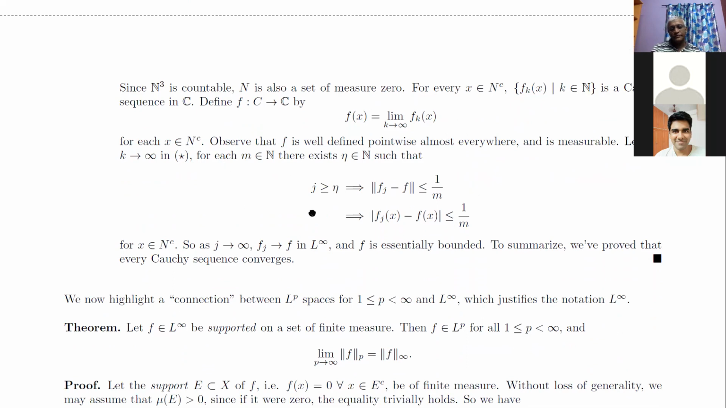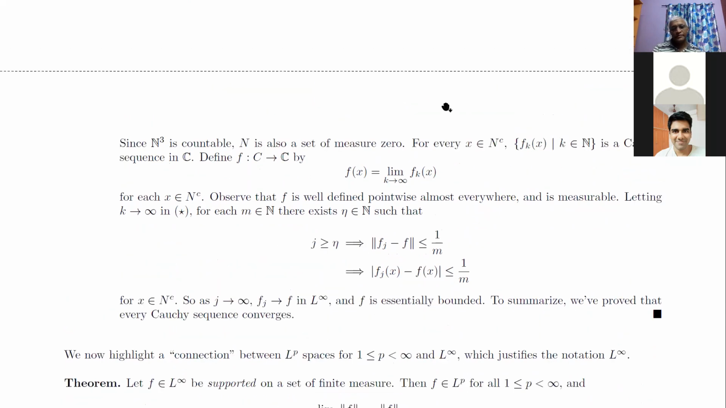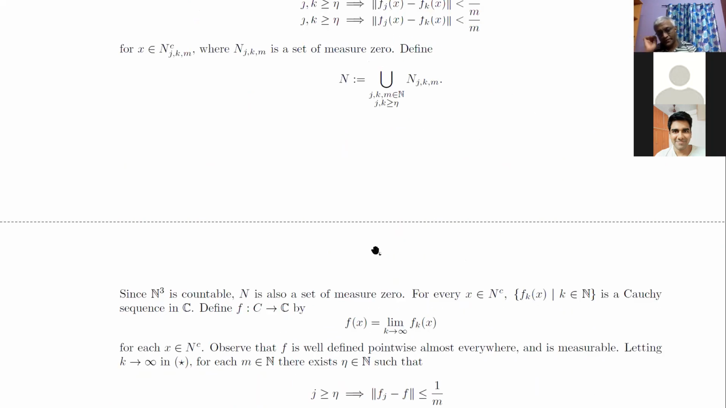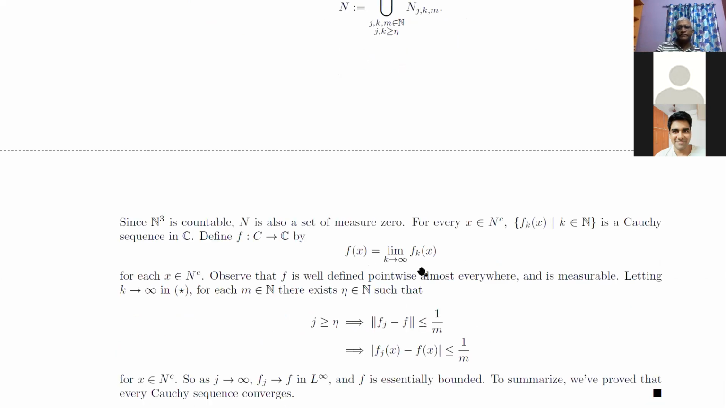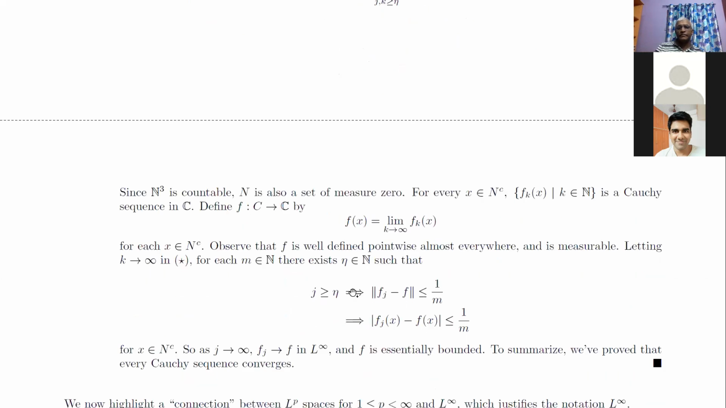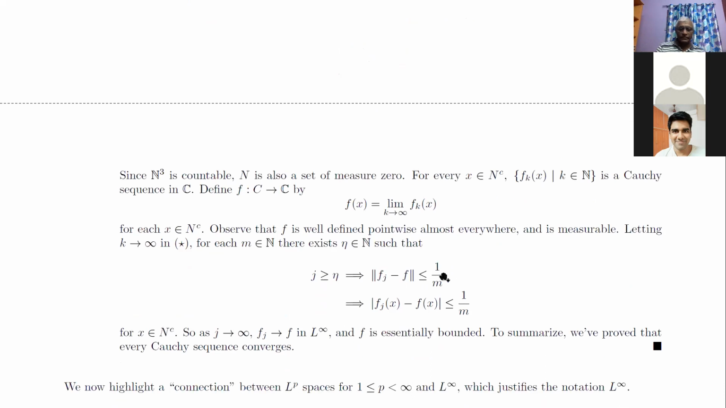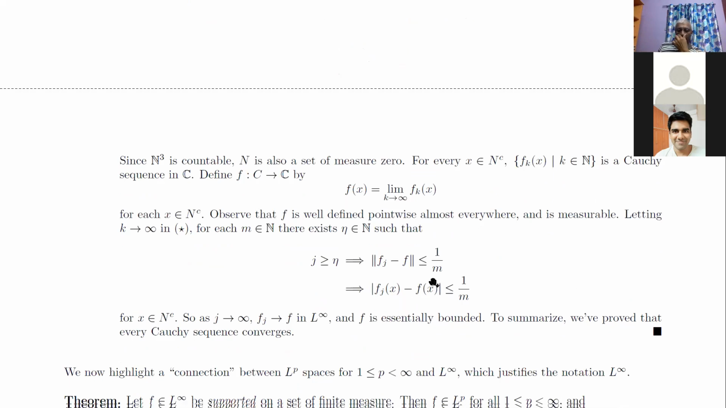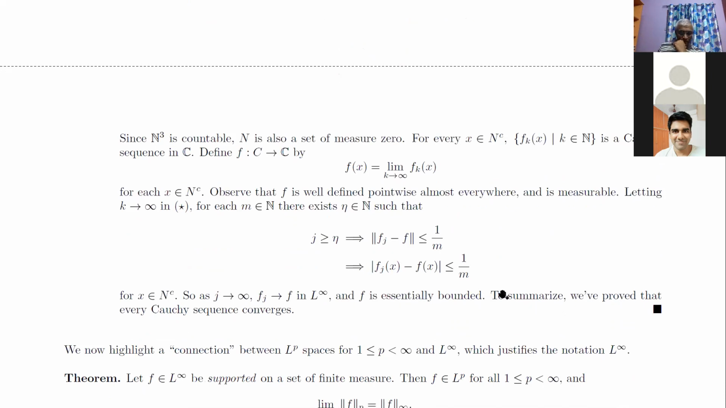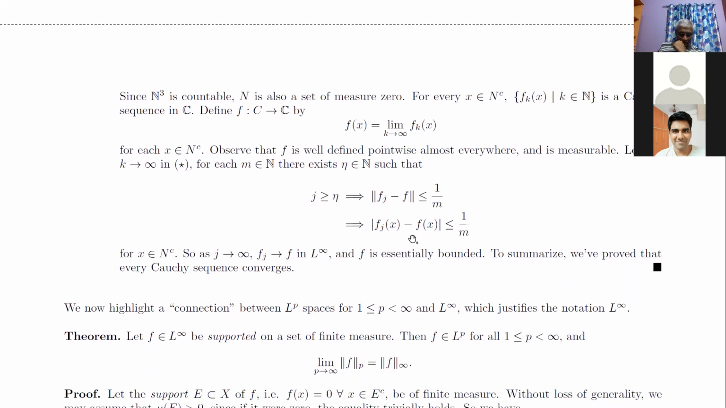Now we just let k go to infinity in this equation star, which is the definition of a Cauchy sequence. For each m in the natural numbers, we can find an eta such that for every j greater than or equal to eta, the norm of fj minus f is less than or equal to 1 by m. And that just translates to this thing being less than or equal to 1 by m for every x in the complement of some null set. So all we have proved is that f is essentially bounded. And so we have proved that every Cauchy sequence converges. And this precisely is the definition of completeness, and hence we are done.